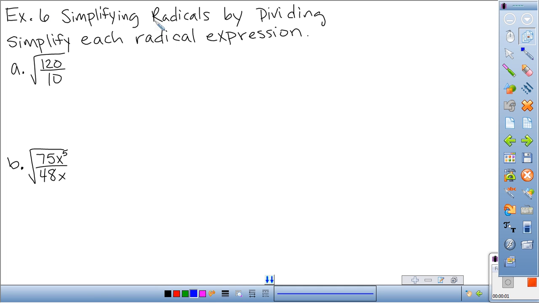Okay, this is example 6, simplifying radicals by dividing in lesson 11.1, simplifying radicals. We just have this one and one more example, and then we're done with this lesson. So we're still dividing, but in this case, what you notice is you can simplify this fraction first.